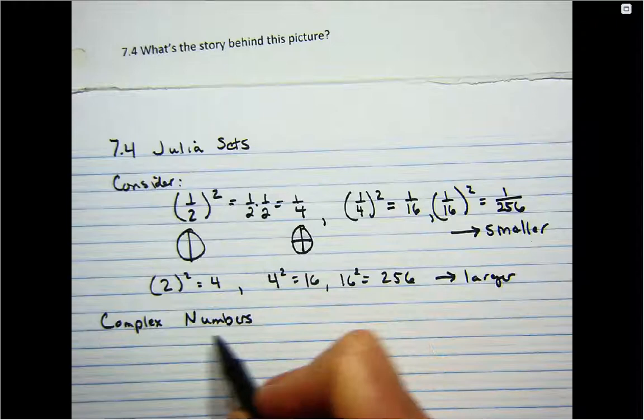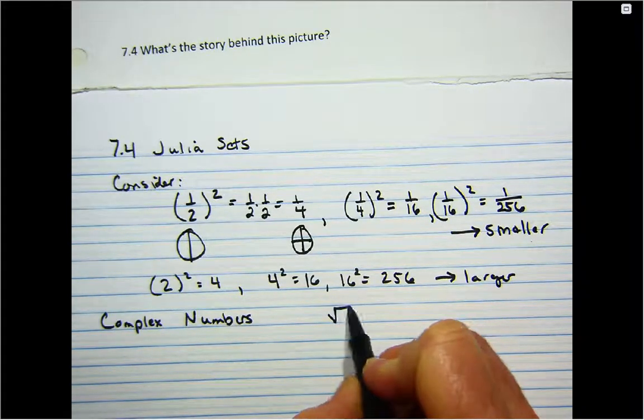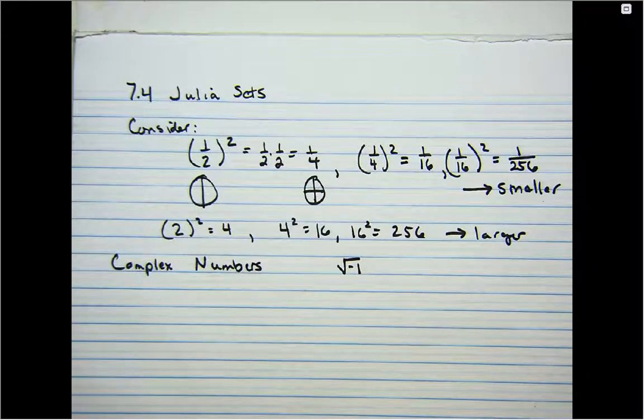So complex numbers might have an i in them. Does anybody remember from algebra class what the square root of -1 is named?